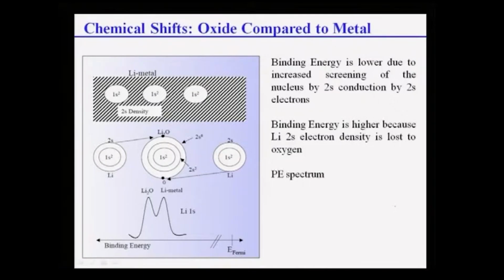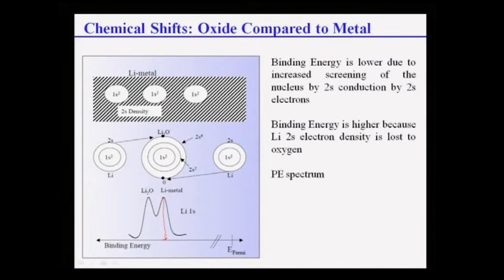If we look at the electron density, in 1s2 there are 2 electrons, then 3 electrons. So if I have a plot of intensity versus binding energy, we will see this peak for lithium 1s, right. Now what happens when lithium gets oxidized?